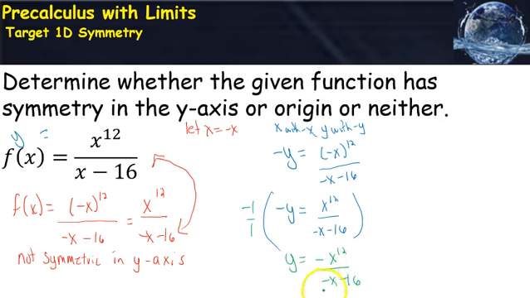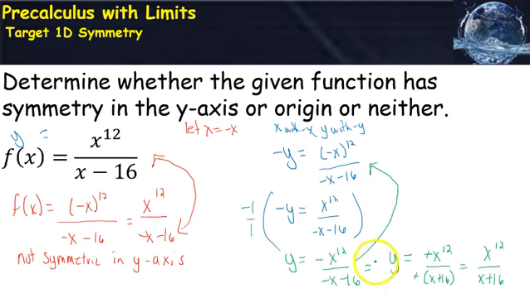Okay, now I have a negative here and a negative here, so maybe I should see if I can factor out a negative at the bottom, and then these negatives might cancel. So if I did that, I'd have y equals negative x to the 12th over negative x plus 16. And sure enough, I factor out the negative, so this becomes positive and this becomes positive. These negatives will cancel, and I'm left with x to the 12th over x plus 16. So I guess I should have looked at this first. Are these equal?